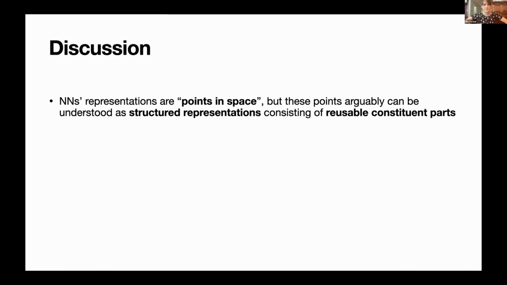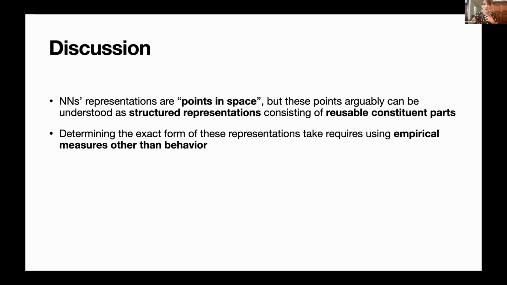Okay, so for discussion, the main point that I would want to argue for is that neural network representations are points in space, but it's naive to treat them as just that, like the similarity figure that I had at the beginning. We can think of these points in space as quite rich. They can be understood as structured representations, and they can contain things like reusable constituent parts that can be manipulated, similar to how we would think about a traditional system.